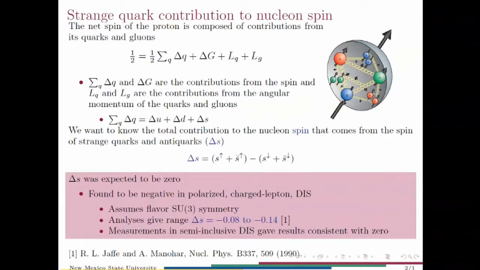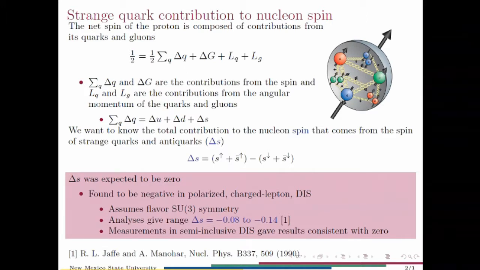We're interested in the spin structure of the proton, and so the net spin of the proton is a combination of the spin of the quarks and gluons and the angular momentum. For our specific analysis, we're interested in the net spin of the strange quark. So this delta S is just the strange quark and anti-quark flavor spin in the direction of the proton, and then minus the spin of them in the opposite direction of the proton. So this was expected to be 0 because you have all these strange anti-strange pairs being created and annihilated, and you would think it would all average out.